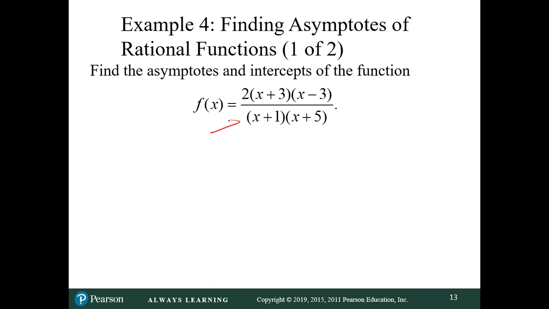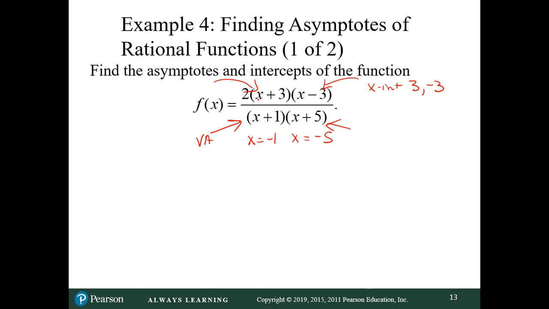So, this here, these two numbers tell us the vertical asymptotes. X equals -1 is a vertical asymptote. X equals -5 is a vertical asymptote. These two numbers tell us the x-intercepts. You have an x-intercept of 3, and then this one would be -3.